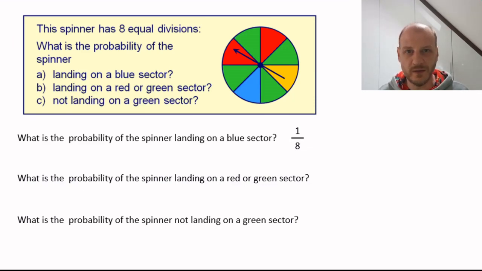If we talk about landing on a red or a green, okay, well that's a little bit more difficult because we've got 2 things now, but red or green, there are 6 of those, aren't there? 2 reds, 4 greens, so 6 out of a possible 8 would be the answer there, 6/8. And the probability of a spinner not landing on green, well, not green, there are 4 that aren't green, so that's going to be 4/8.